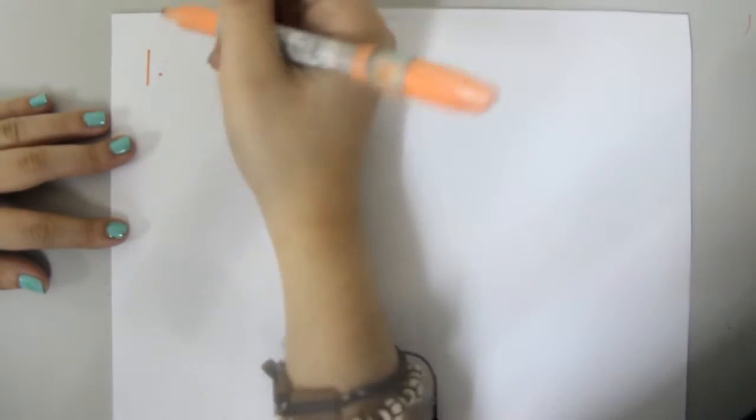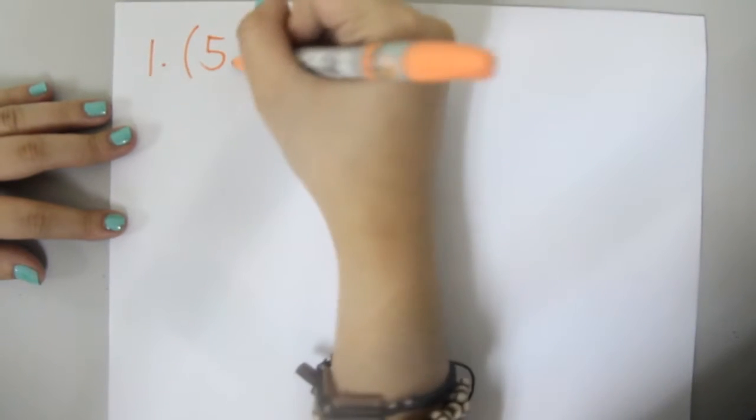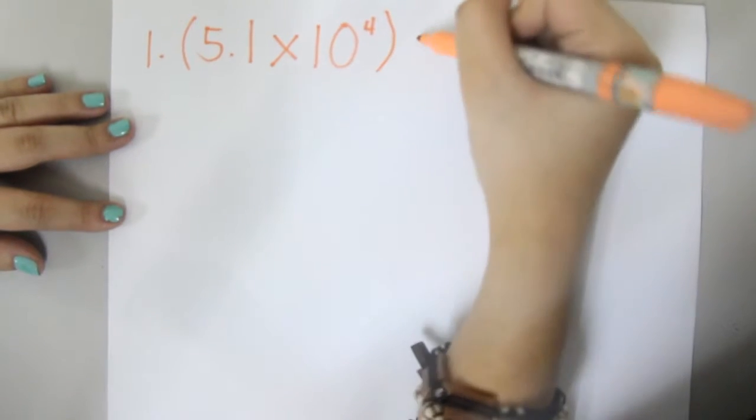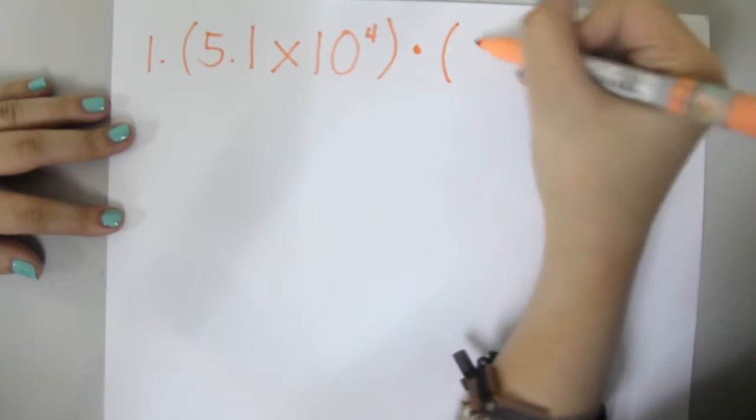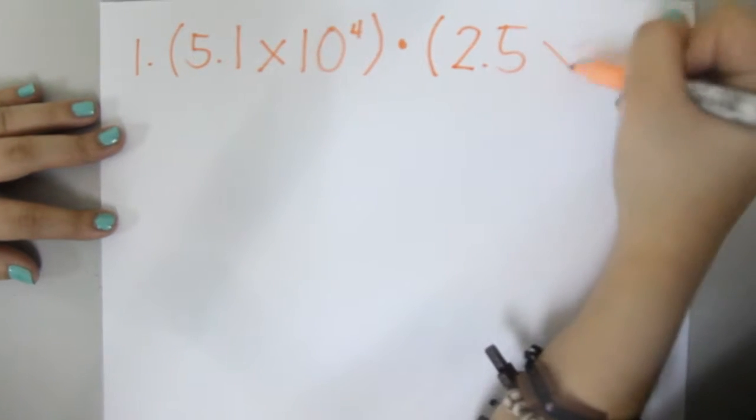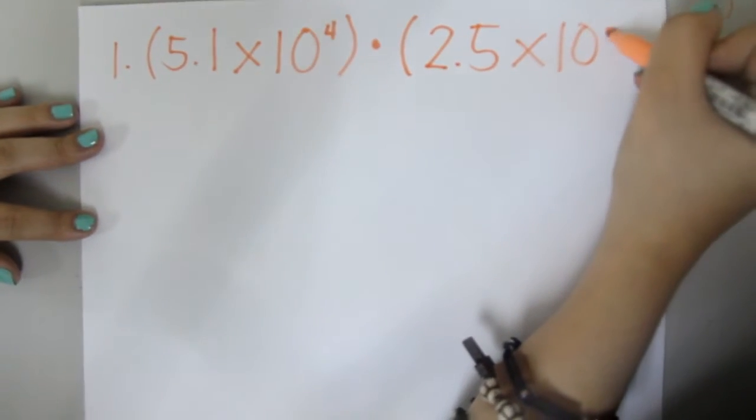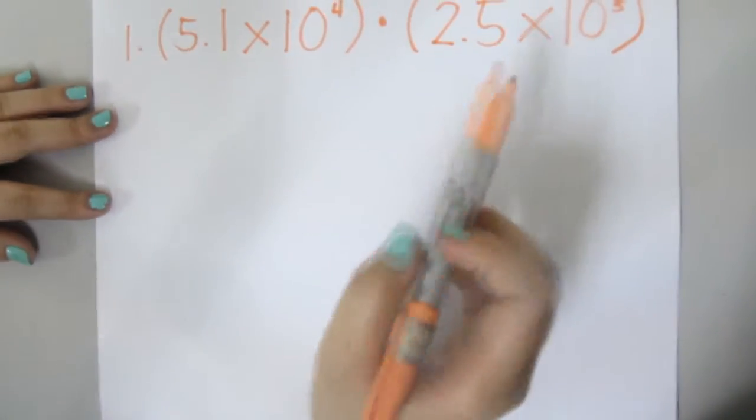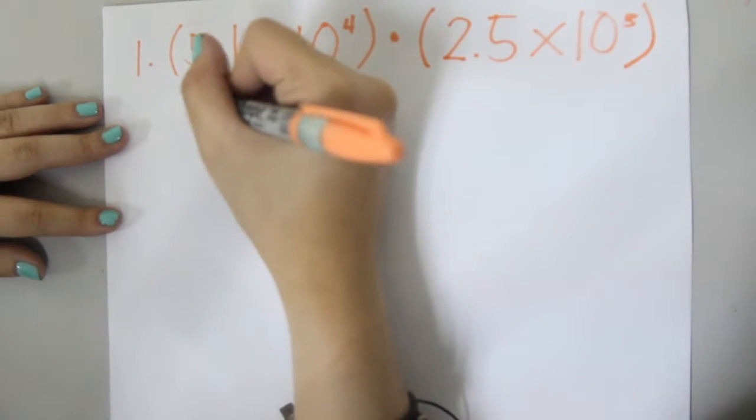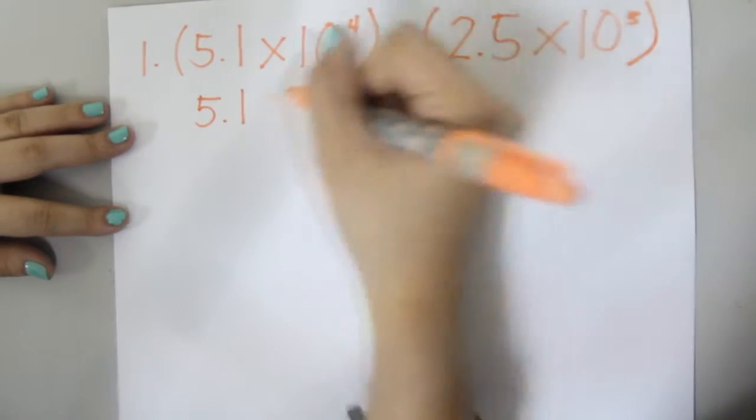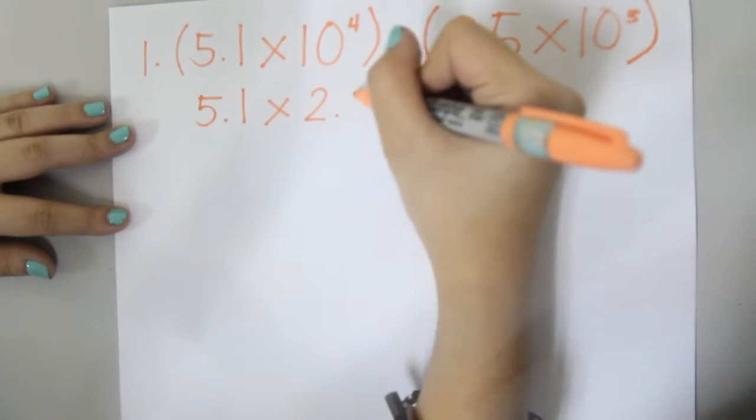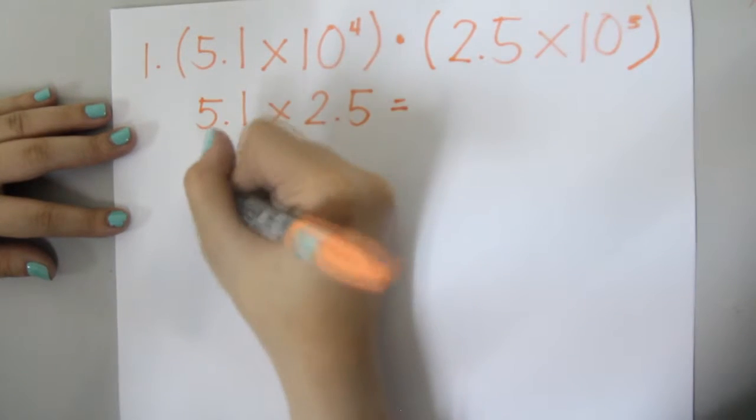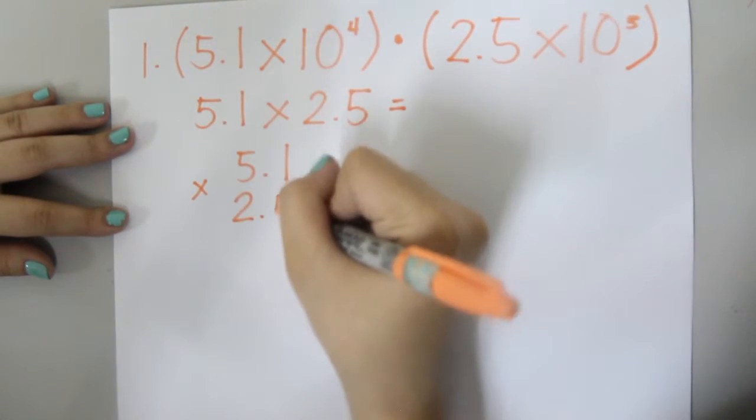Okay, here's number 1. Let's check. 5.1 times 10 raised to 4 is multiplied by 2.5 times 10 raised to 3. We're going to multiply these. Let's start. 5.1 multiplied by 2.5 is equal to, okay, let's write it there.